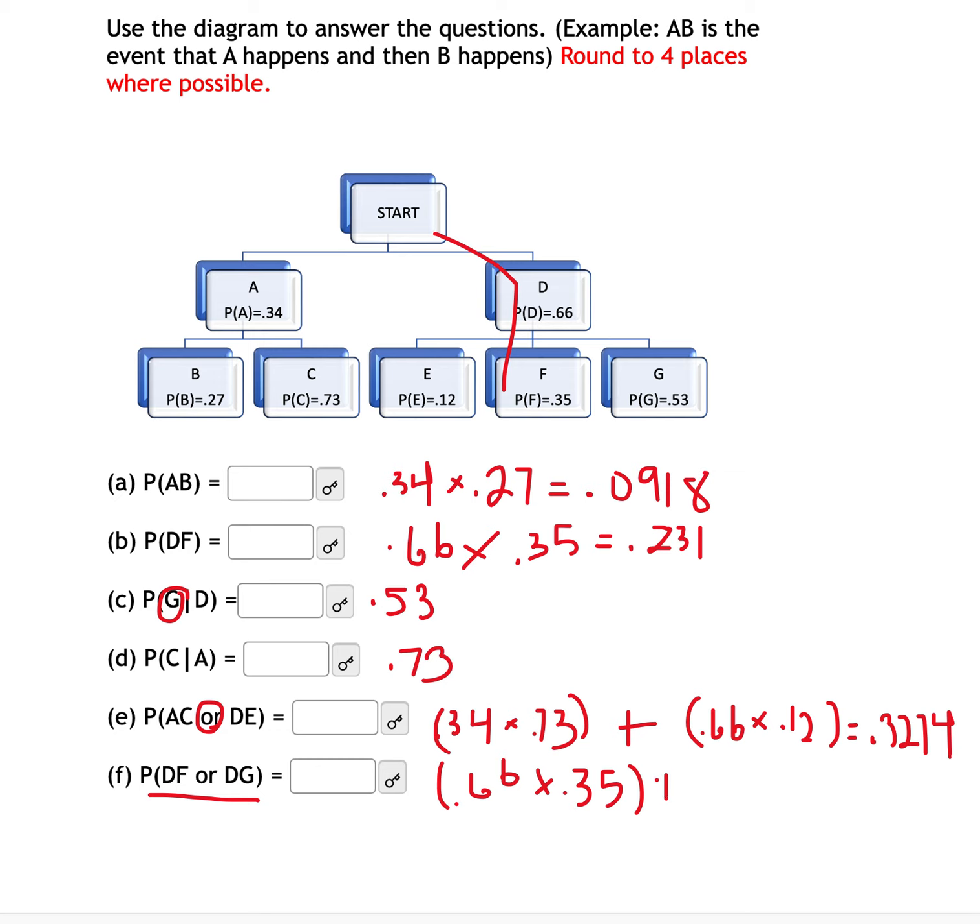And then I'm going to add it to the probability of DG. So coming down, I'm going to do D and then G, so that's 0.66. Whoops, it's hard to write with a mouse. Let's see. 0.66 and then times 0.53. Okay, now when we put all that in the calculator, we should get 0.5808.